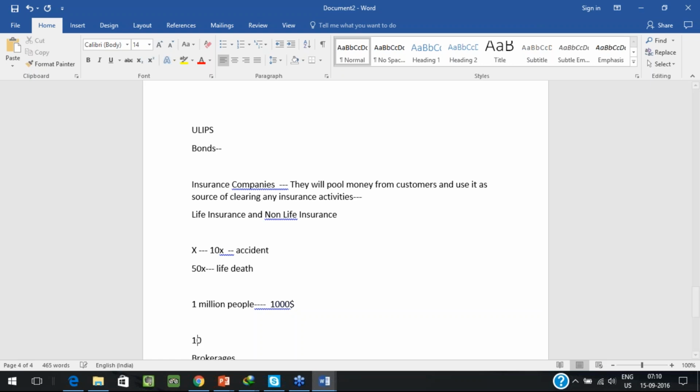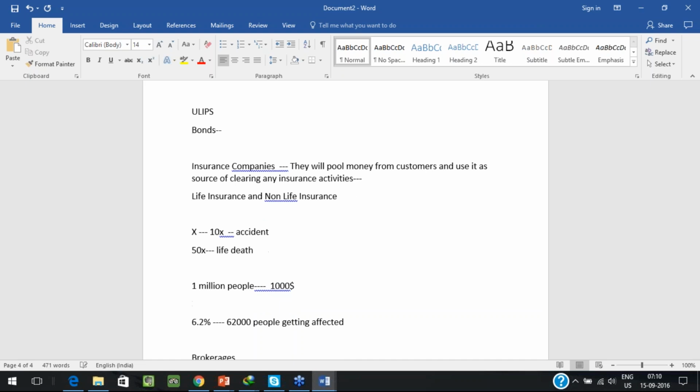Say 10%. The general standard here is that only 6.2% will be affected by accidents or death in a given year. So of 1 million, only 6.2% are affected, which is 62,000 people. Say for the worst case, touch wood, it doesn't happen like that, all 62,000 are affected and met with an untimely death.